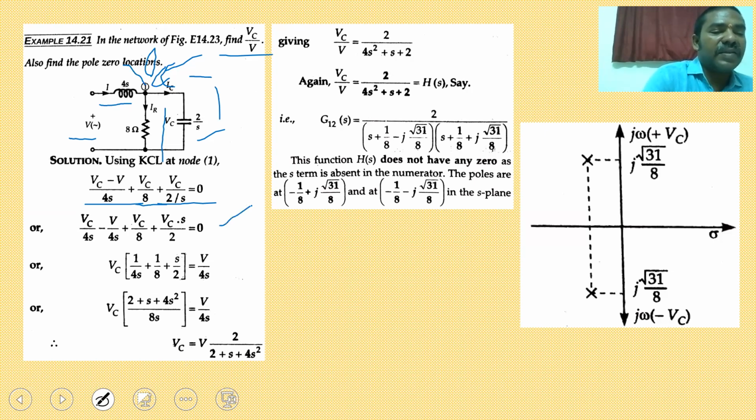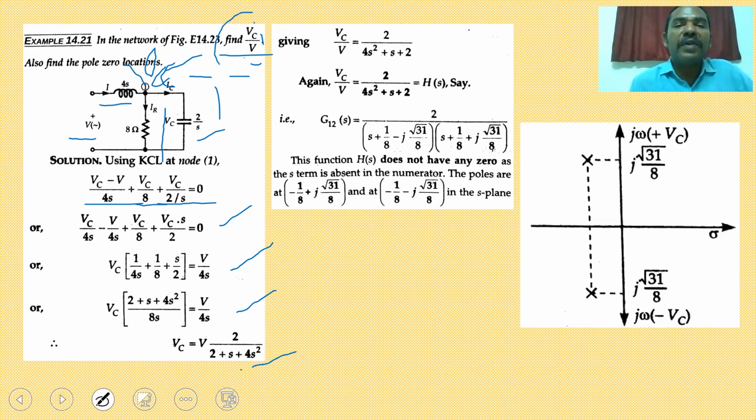So I am taking Vc as common: 1 by 4S plus 1 by 8 plus S by 2 into Vc is equal to V by 4S. Or Vc is equal to 4S square plus S plus 2 divided by 8S is equal to V by 4S, or Vc is equal to V into 2 by S plus 4S square. So Vc by V is your question. So Vc by V is equal to 2 divided by 4S square plus S plus 2. So this is your H of S value.